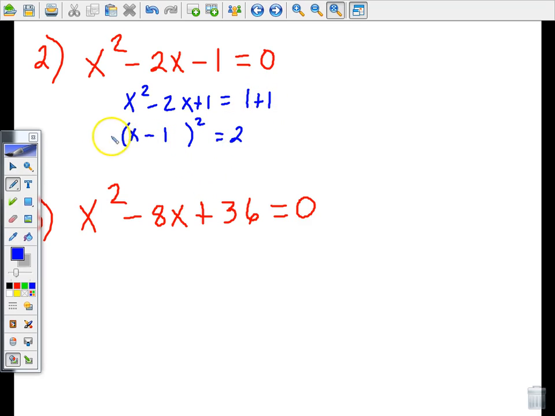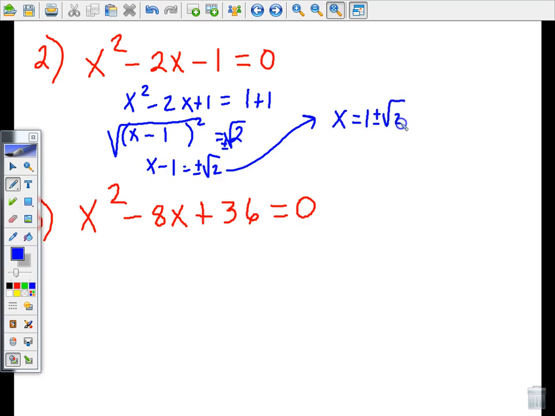Doing the square root of both sides gives me x minus 1 on the left side. And of course, on the right side, I'm going to have plus minus square root of 2. So we'll just go up here and finish this off. My final step is to add 1 to both sides of this equation. And there are my 2 answers. That was easy enough. All right, similar deal here on my third problem.